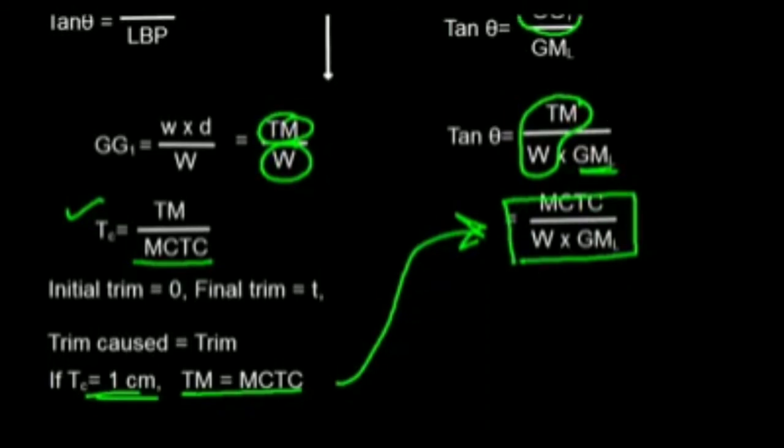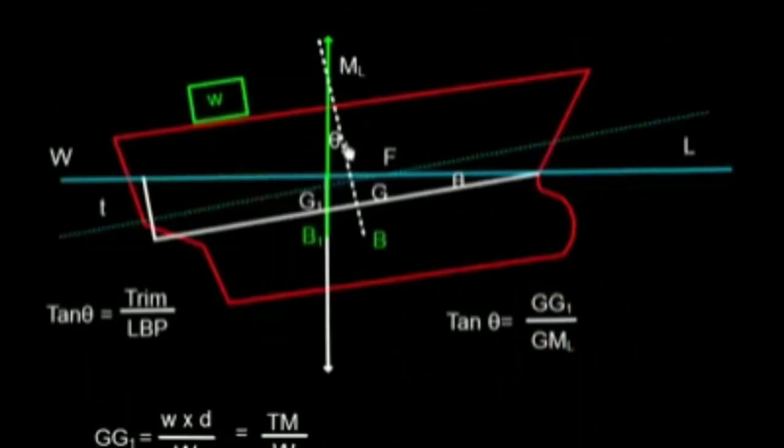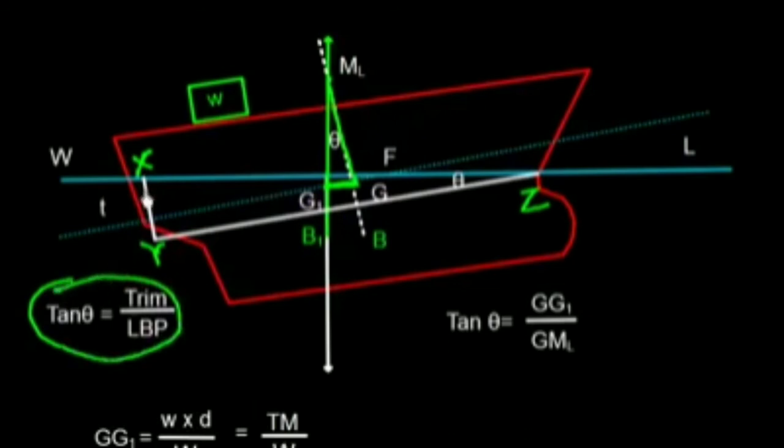So we have two relationships here. By the way, this angle is theta and this angle is also theta. So we have two triangles here, say X, Y, Z, and there is another triangle, which is G1 and GML. Both these triangles are similar triangles, and their properties can be verified by simple geometry. So here tan theta is equal to trim by LBP, where I am using this triangle XYZ, and tan theta is equal to GG1 by GML, where I am using this triangle.